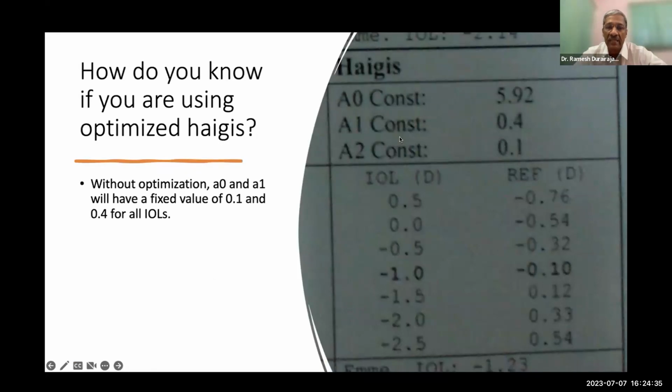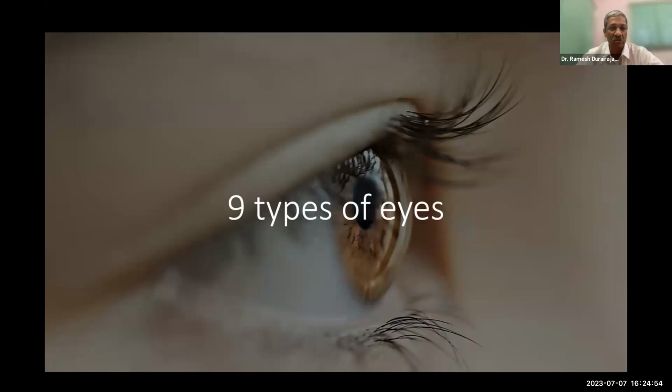When should you use Haigis? Please use optimized Haigis. If your Haigis formula shows 0.4 or 0.1 as the A1 and A2 constants, this is an unoptimized Haigis. So if your biometry doesn't have optimized Haigis A constants, please don't use it. It will not be as good as SRK/T or SRK II.